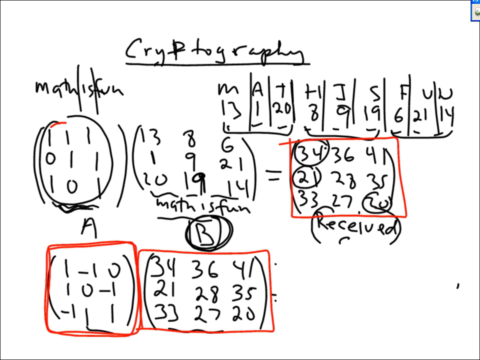You know why? We could have put the matrix on the other side. So when they get this message, they would have to multiply the inverse on the right-hand side. There are, I suspect, an infinite number of 3 by 3 matrices. They're going to have to try every one of them.